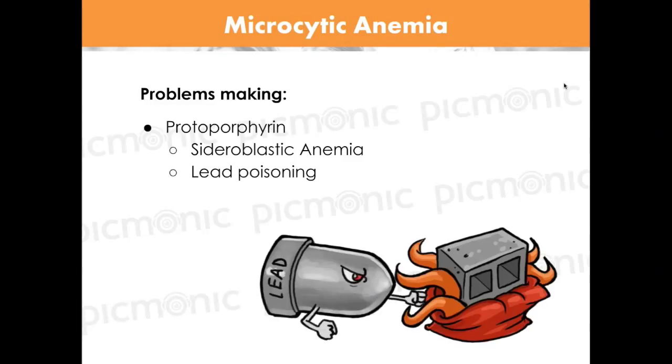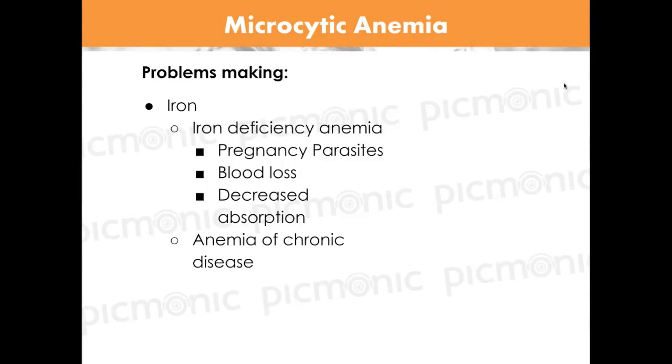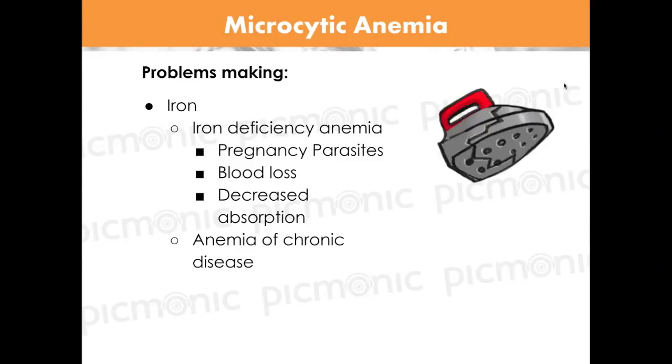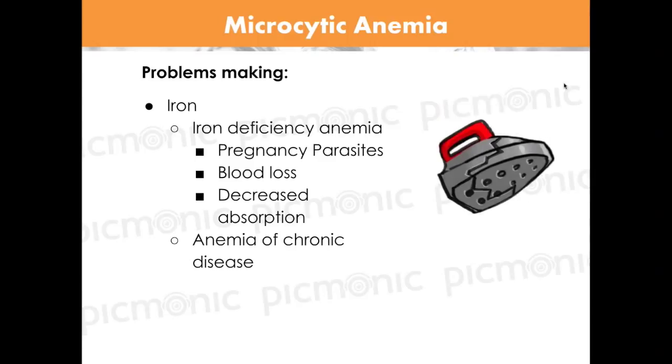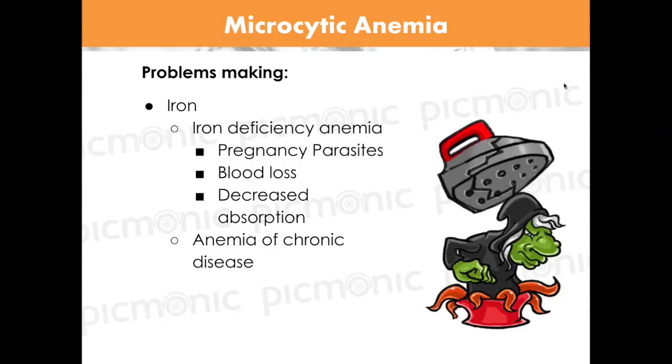Okay, so the problems with making heme. One of the first things is protoporphyrin. A lot of you guys are thinking, oh, porphyrin, porphyria. Oh yeah, that's right, there's that pathway that leads to heme synthesis. Things that interrupt that heme synthesis pathway are sideroblastic anemia and lead poisoning. So we have the lead bullet and we have the cinder block on the anemone. Remember those. Okay. And then we have protoporphyrin problems, and you also have iron problems with heme. So heme: protoporphyrin and iron.